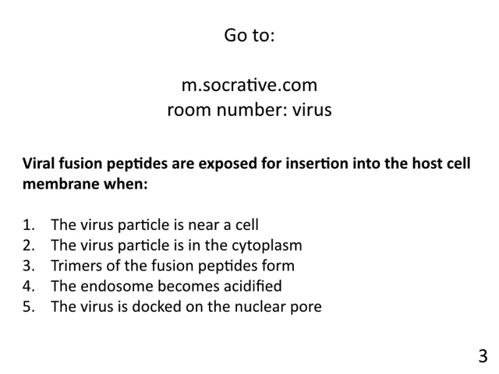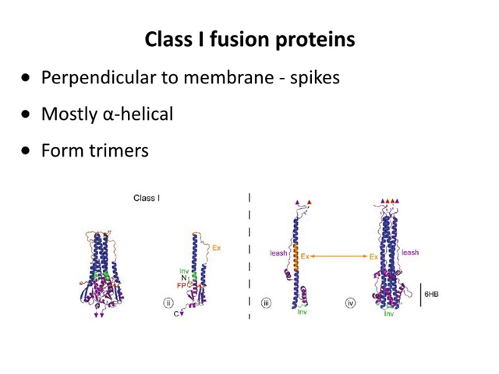Yes, but that's the key difference. Cell surface fusion is not low pH mediated. It is simply mediated by interaction of receptors. We put fusion proteins into three different classes. Class one is a type of fusion protein exemplified by the HA of influenza that we've been talking about. It's perpendicular to the membrane. It's mostly alpha helical. You can see that stalk is mainly alpha helical and it forms trimers. And as I said, this is a diagram of the protein going from neutral pH to low pH with the fusion peptide exposed up here.